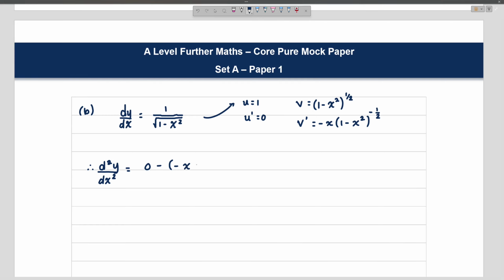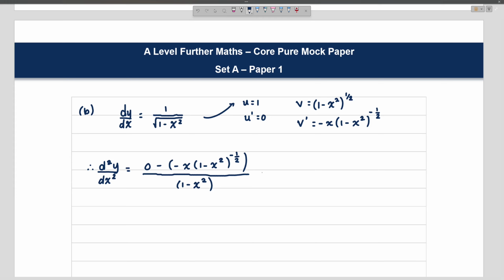So like we just said, then we get minus x times 1 minus x squared all to the power of minus a half. Okay, like so. And this here then is all over v squared. Now v then is 1 minus x squared all to the power of a half here. So if we raise all of this here to the power of 2, 1 over 2 times 2 is just 1. So for my denominator here then, you simply get 1 minus x squared there. Okay. I didn't particularly need to write that in brackets, but I'll just leave it as it is anyway.